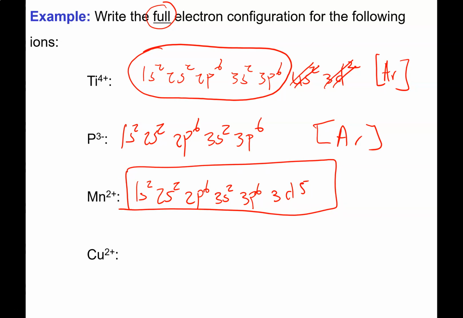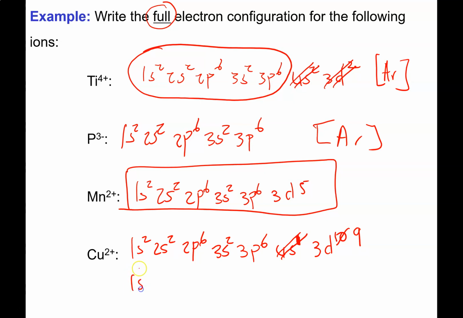Right, copper 2+. Copper has in the neutral atom 29 electrons. 1s2, 2s2, 2p6, 3s2, 3p6, 4s1, 3d10. Remember that there's an exception for copper. Okay, so we need to take away 2 electrons, so we're going to get rid of those guys, and then we're going to get rid of one of those, and that gives us our electron configuration for the ion.